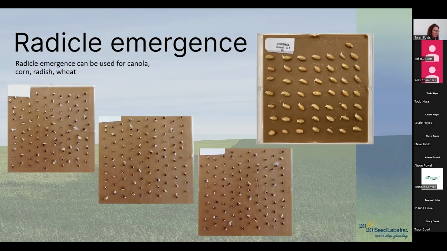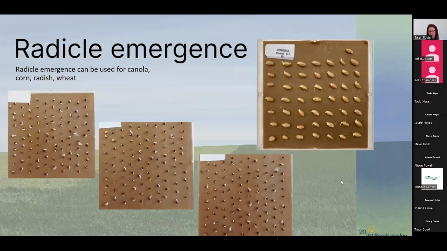The wheat generally takes around 48 hours to get to a 2 millimeter growth stage, and what we're looking for is that the radicle and the coleoptile are present. With the canola test, we're looking at it after 30 hours and making sure that the seed coat has broken and that the radicle is protruding.